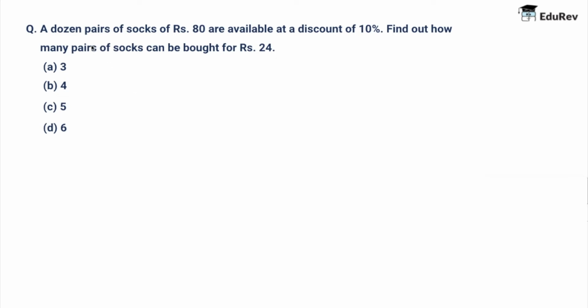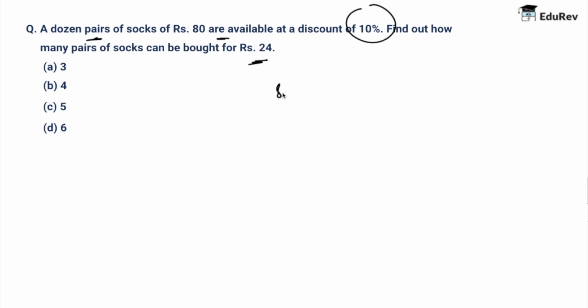So let's solve a question and see whether we understood it or not. The question says that a dozen pair of socks of rupees 80 are available at a discount of what? 10%. Find out how many pairs of socks can be bought for rupees 24. You just need to find the final price after the discount, and then you will be able to calculate the number of the socks. Here, a 10% discount has been given.